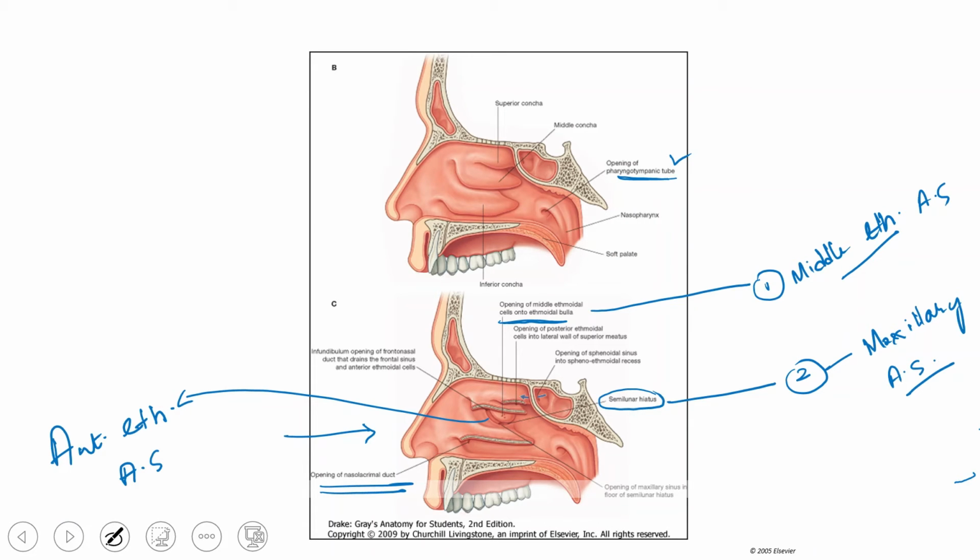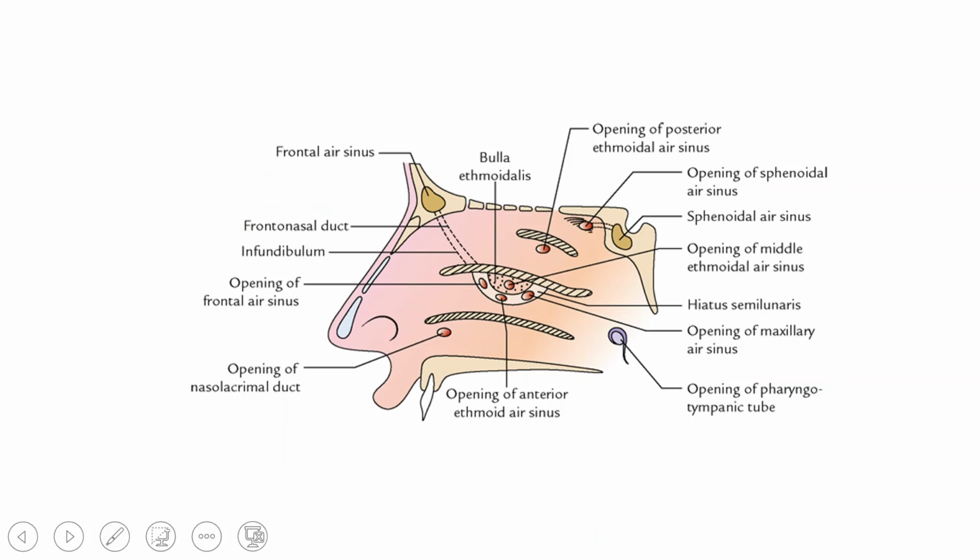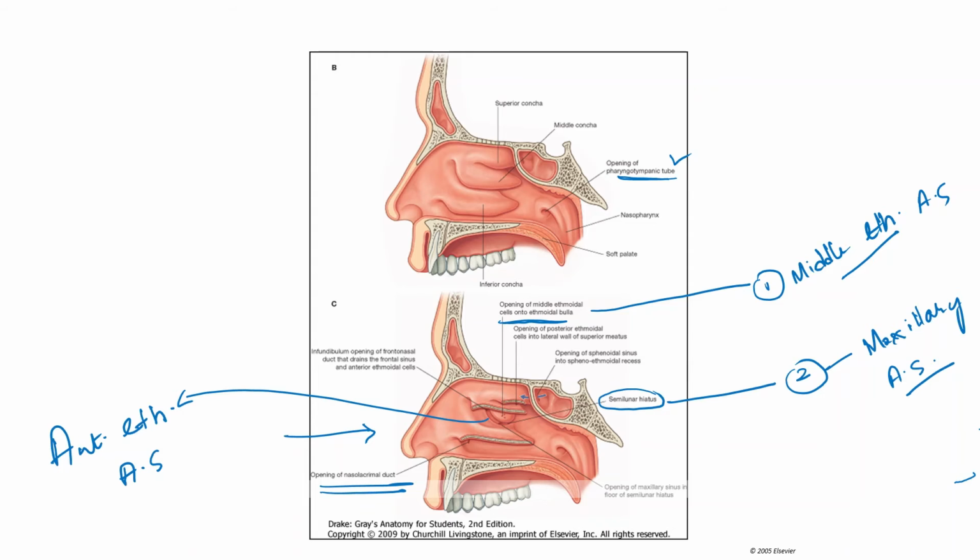The summit of the infundibulum receives the opening of the frontonasal duct, which drains the frontal air sinus. So this is about the features present in the middle meatus.